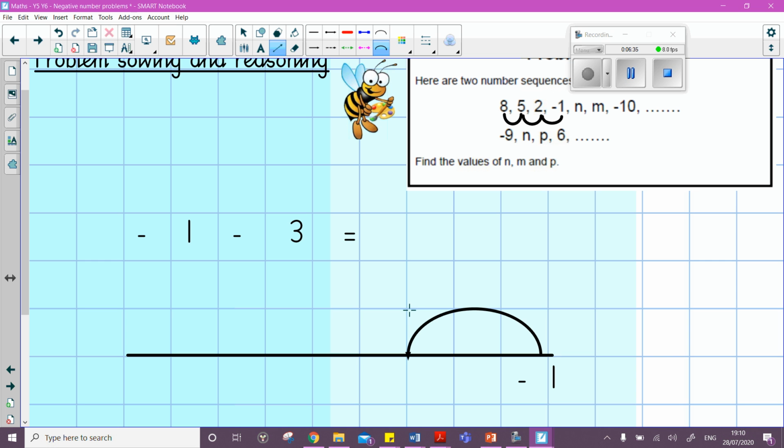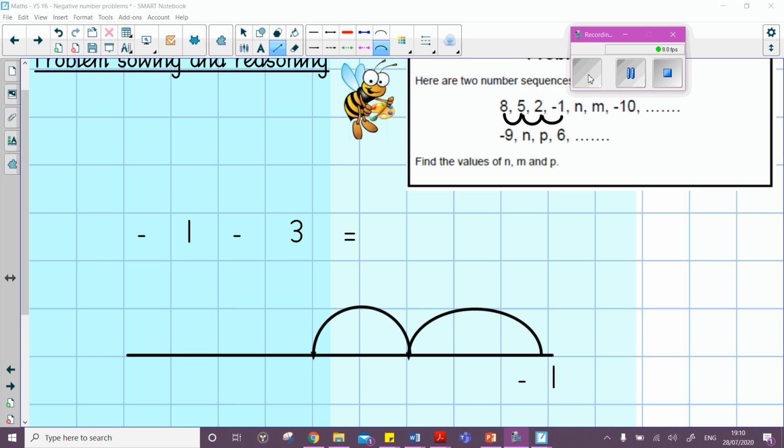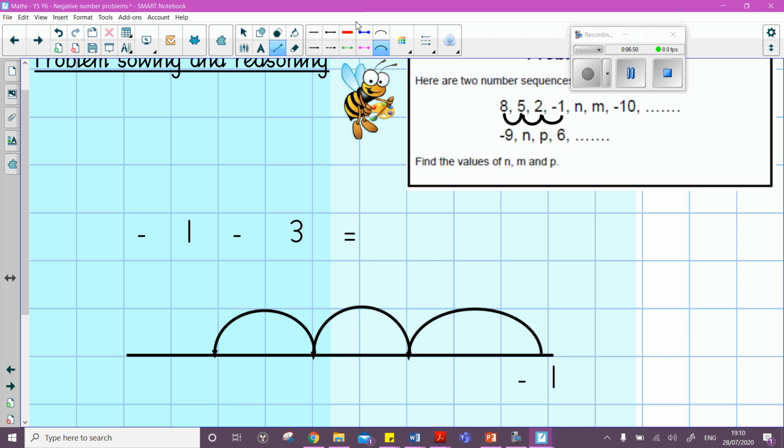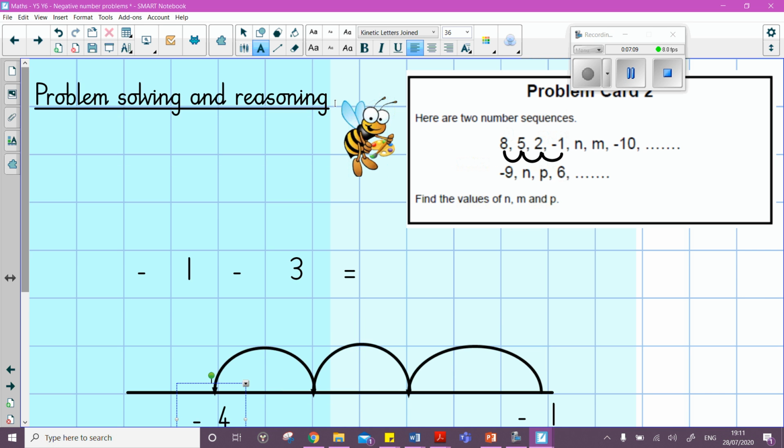So 0 would be here. I would go negative 2, negative 3, negative 4. So n must equal negative 4. So if n is negative 4, you should now be able to identify what m is. And now that we've figured out what n is, you should be able to figure out what p is. So see if you can have a go now yourselves.